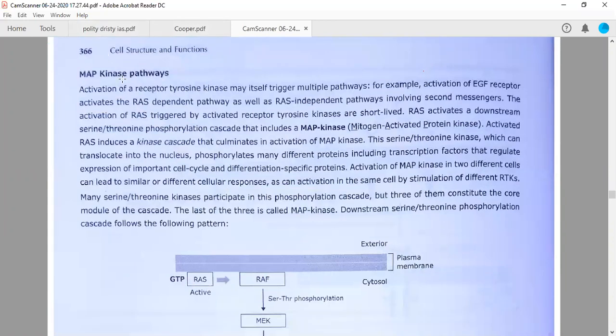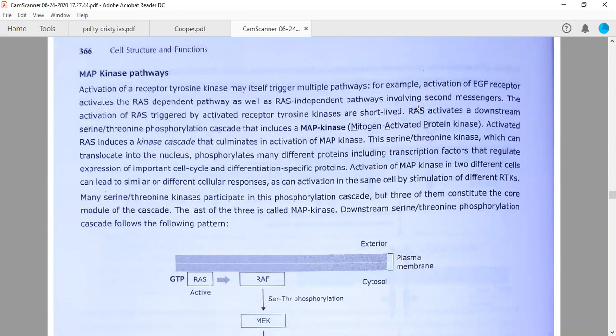So this MAP kinase pathway, which is called the ERK pathway, is activated in response to receptor tyrosine kinases, which are cell surface receptors, and may itself trigger multiple pathways. As we have seen, one of them is the MAP kinase pathway, which is the major pathway of cell differentiation and cell proliferation. So it involves some second messenger molecules. The activation of RAS triggered by the activated receptor tyrosine kinases is short-lived.